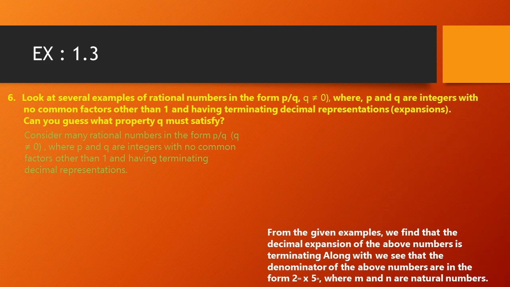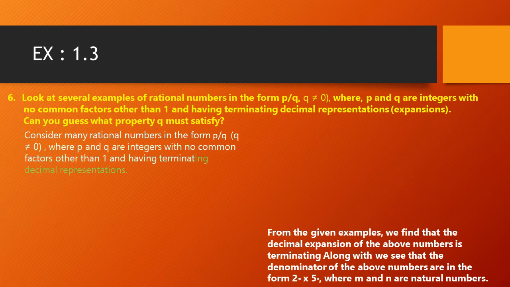Sixth question, look at several examples of rational numbers in the form p by q, q is not equal to 0, where p and q are integers with no common factors other than 1, having terminating decimal representations. Can you guess what property q must satisfy? Students, we know that rational numbers are always represented in the form p by q, where q is not equal to 0 and p and q are integers.